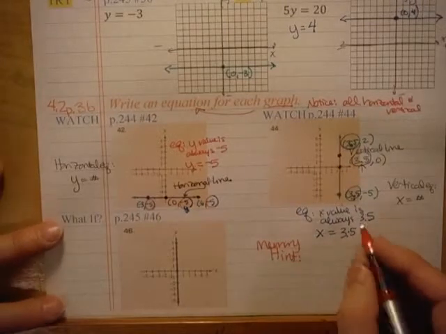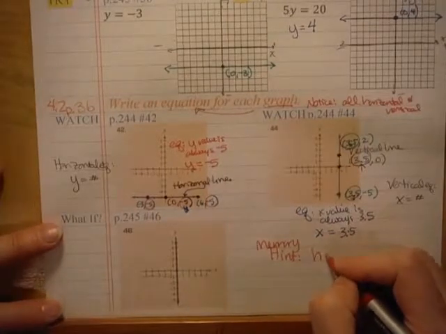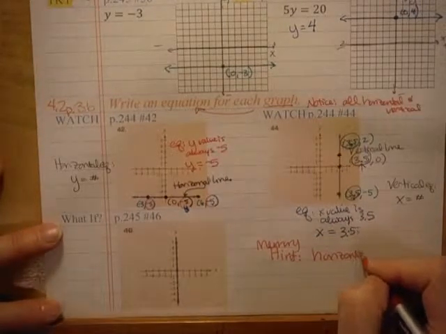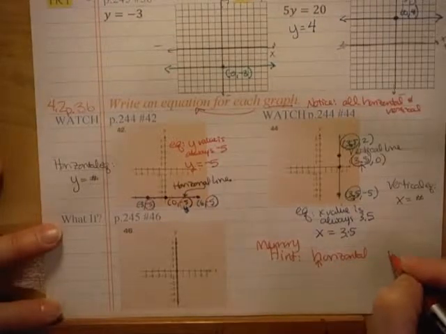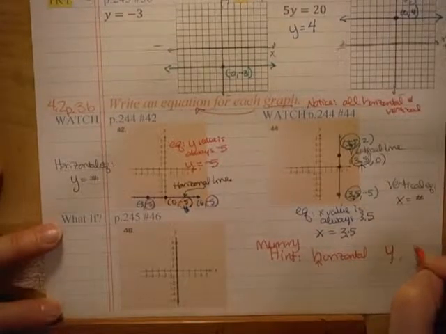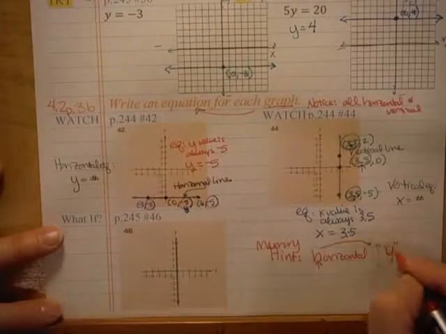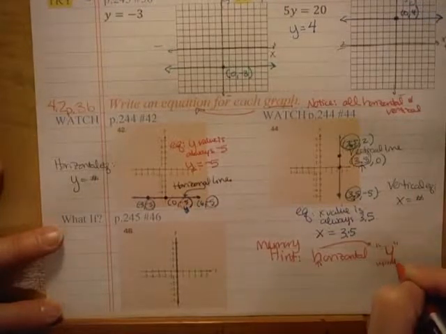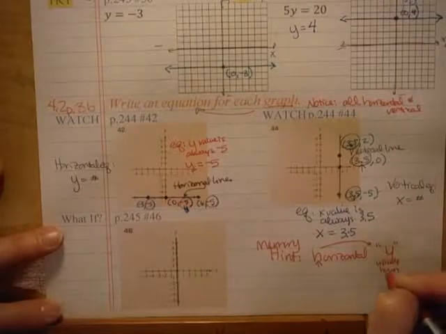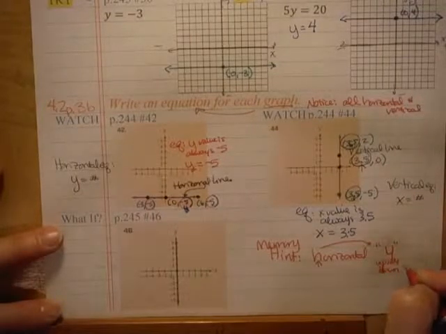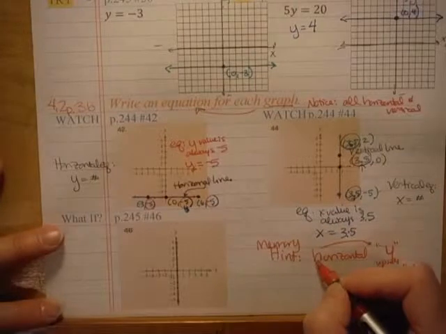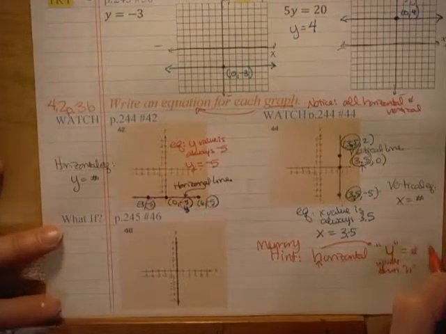Here's the memory hint though. H for horizontal. If you take that H and kind of turn it upside down, it's a Y. Sorry, I didn't write that very good. It's an upside down H. So horizontal is y equals some number.